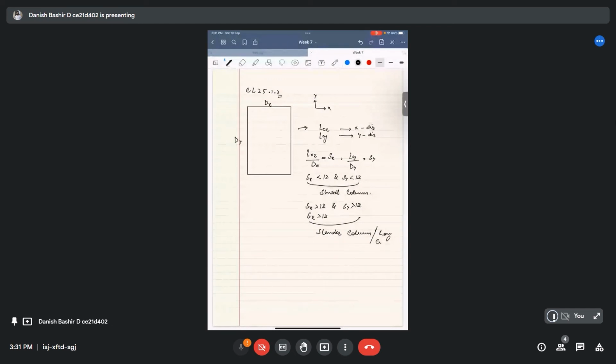Okay. So this is the classification given by the code based on the slenderness ratio of the column, and this is one of the main important factors for the design of our column. But this slenderness ratio is a measure of buckling, whether the column will buckle or not. So we will go straight to our design problem. What we have to do today.